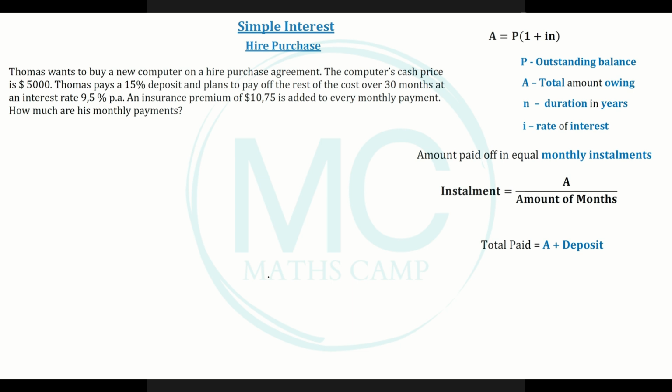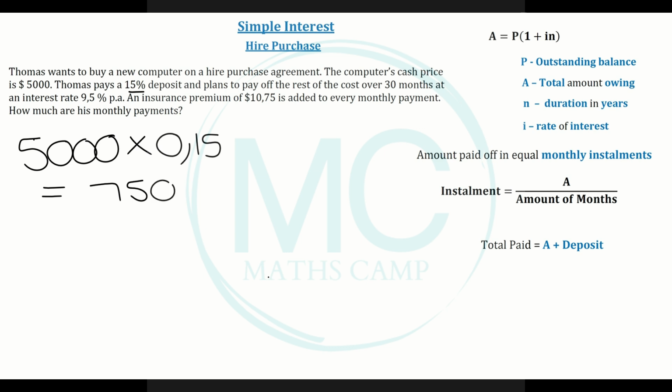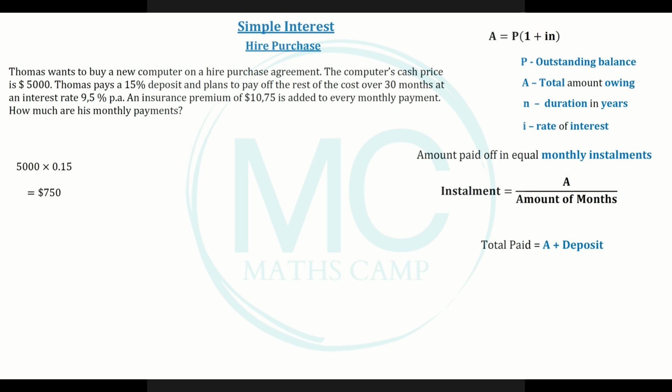Now, before we can find out Thomas's monthly payments, we need to determine how much Thomas owes the store. But before we can do that, we need to find out the outstanding balance, how much is left over after the deposit is paid. So in this case, let's find out how much the 15% deposit is. So we take the cash price of 5,000. Let's change 15% into a decimal, 0.15, and we get an answer of $750. This is the deposit that Thomas pays.